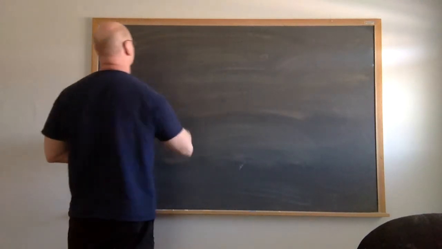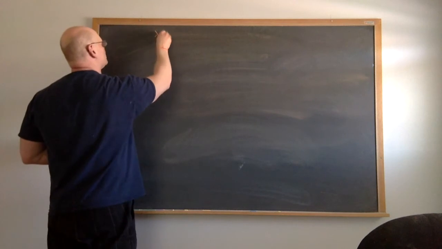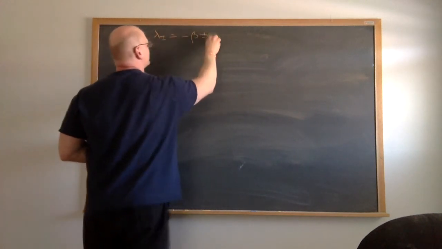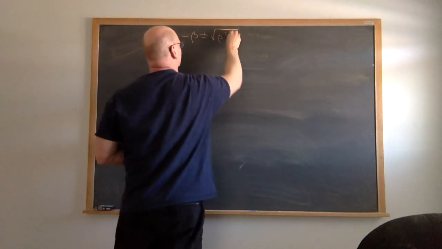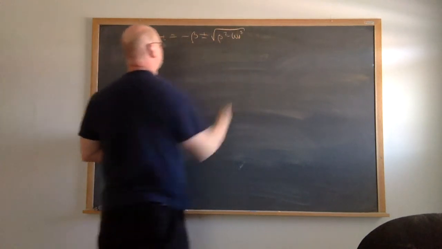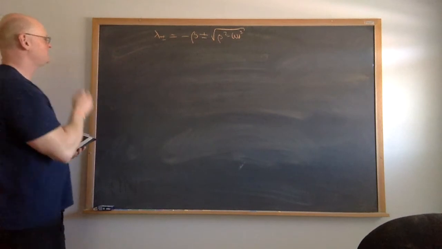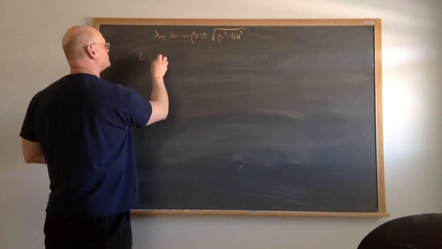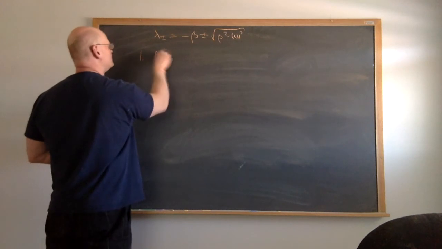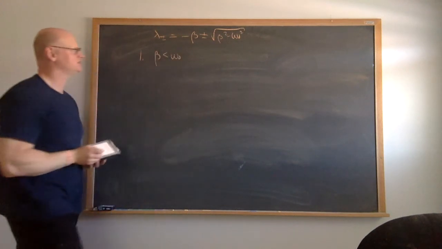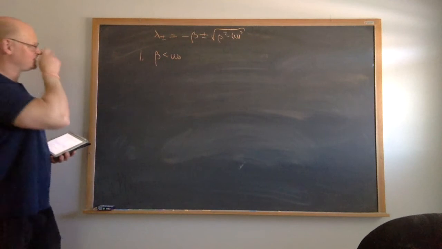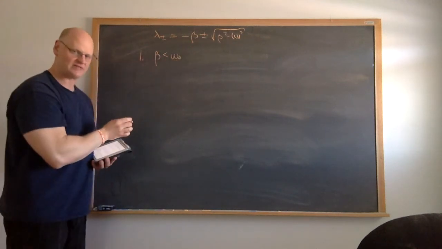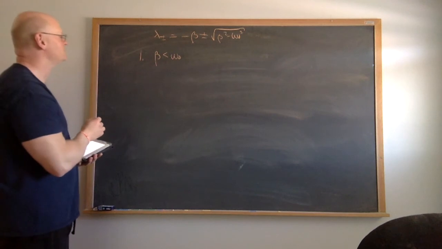So, remind yourselves, lambda plus or minus is equal to minus beta plus or minus the square root of beta squared minus omega 0 squared. The first possible scenario, scenario number 1, is when beta is less than omega 0. Basically, in this case our damping parameter is less than the natural frequency of our system.